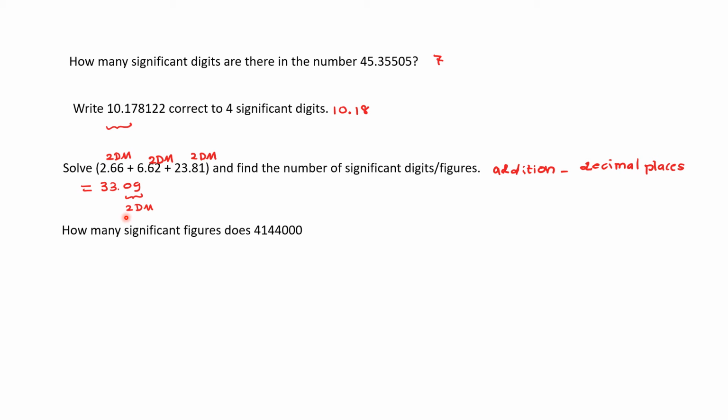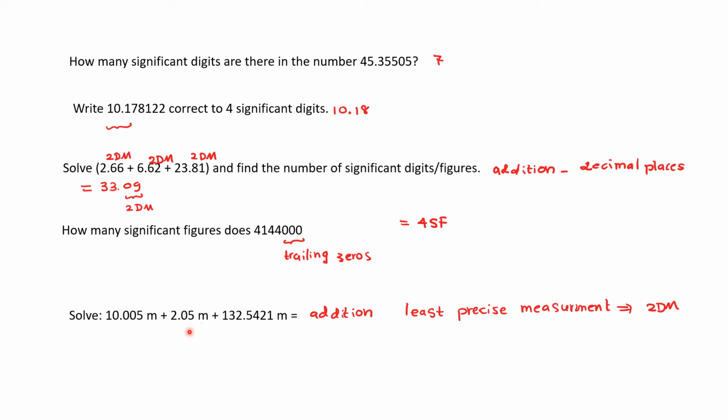How many significant figures does this have? In this case, you see trailing zeros. You have 3 trailing zeros. However, there's no decimal point. So these are non-significant. That makes this number have only 4 significant figures.